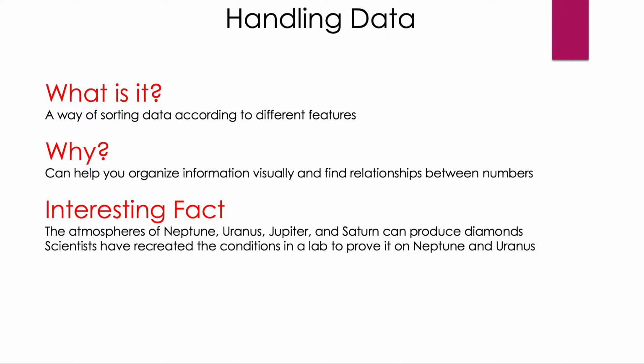Interesting fact, the atmospheres of Neptune, Uranus, Jupiter, and Saturn can produce diamonds. Scientists have recreated the conditions in a lab to prove it on Neptune and Uranus.